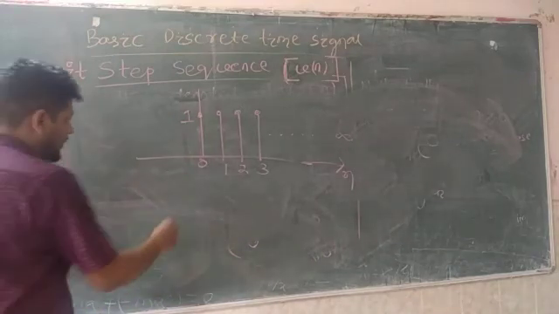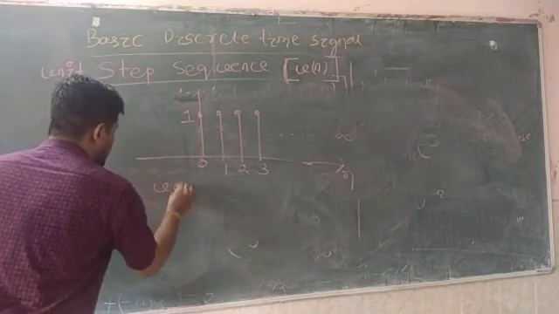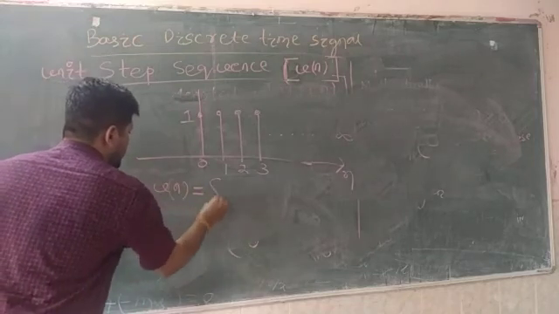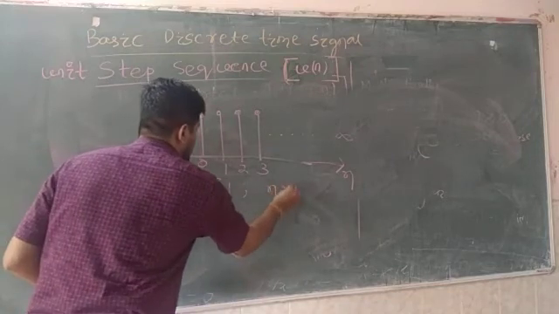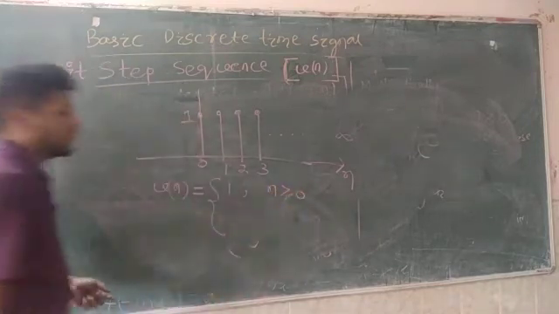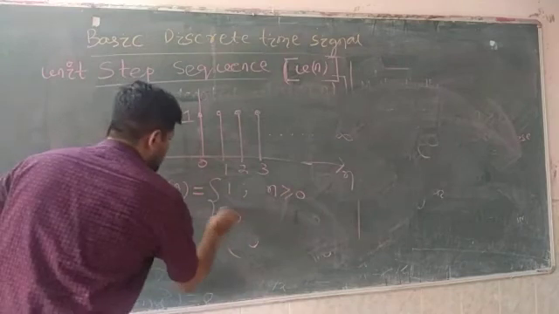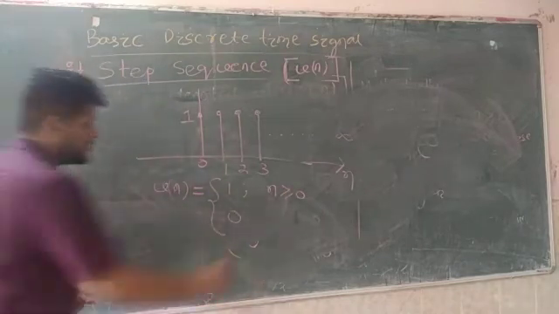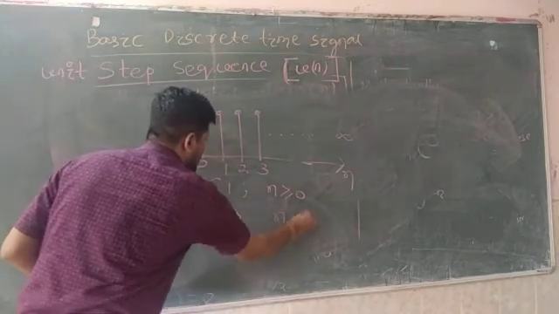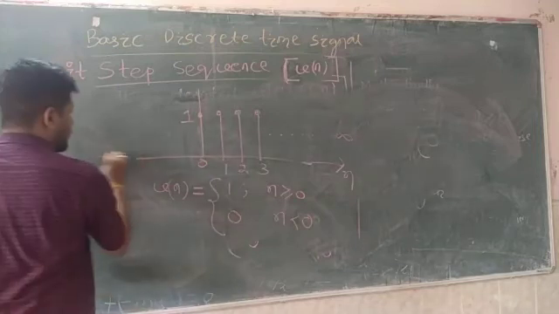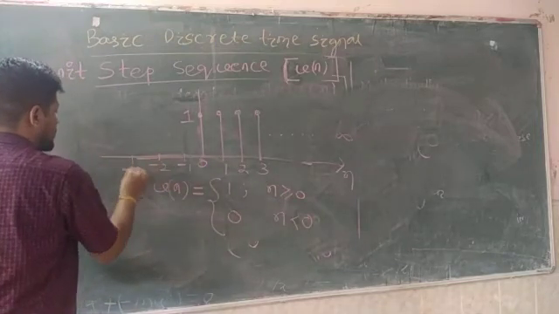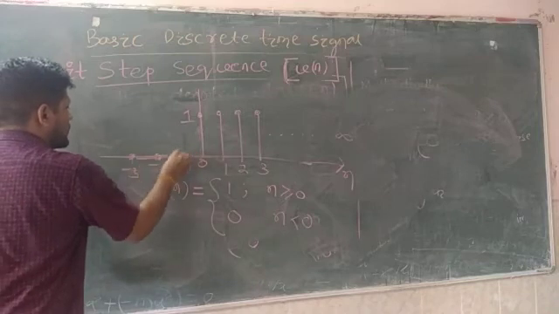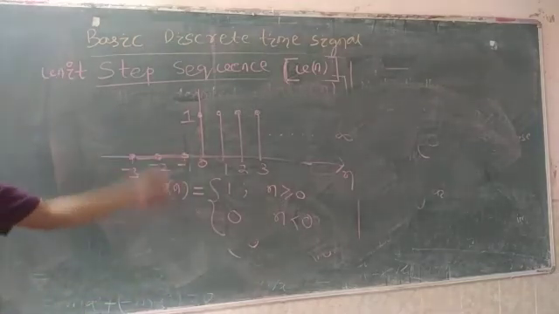And how to define this mathematically? Mathematically, always remember this, u of n is equal to 1 only when n is greater than or equal to 0, else this is 0. That means when n is less than 0, for any value beyond this axis, suppose -1, -2, -3, the amplitude is 0. So this is how we define the signal.